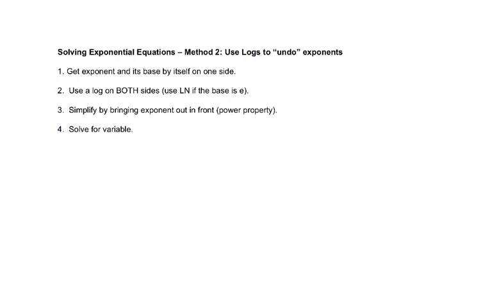Now we'll look at how to do it if we can't make the exponents match, or the bases match. If we can't make the bases match, then we have to use logs. Remember, logs and exponents undo each other. So we need to get the thing that has the exponent by itself on one side, and we use a log on both sides. We'll use ln if the base is e. And then simplify by bringing the exponent out in front of the logs. That's that power property that we did a little bit in the last section. And then we'll solve for the variable.